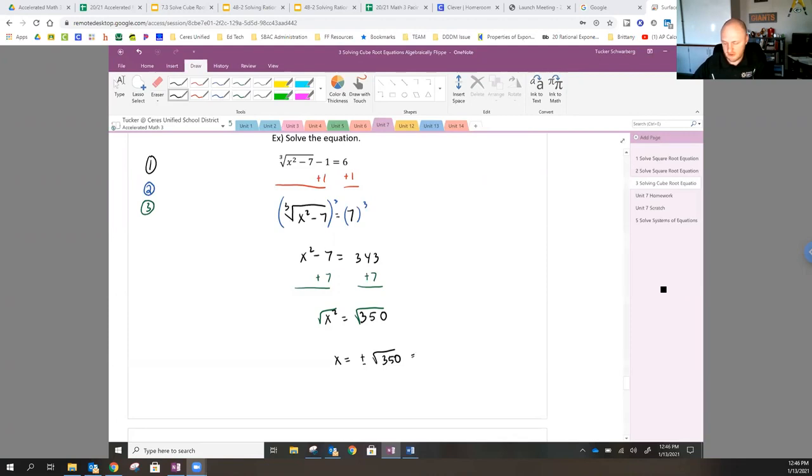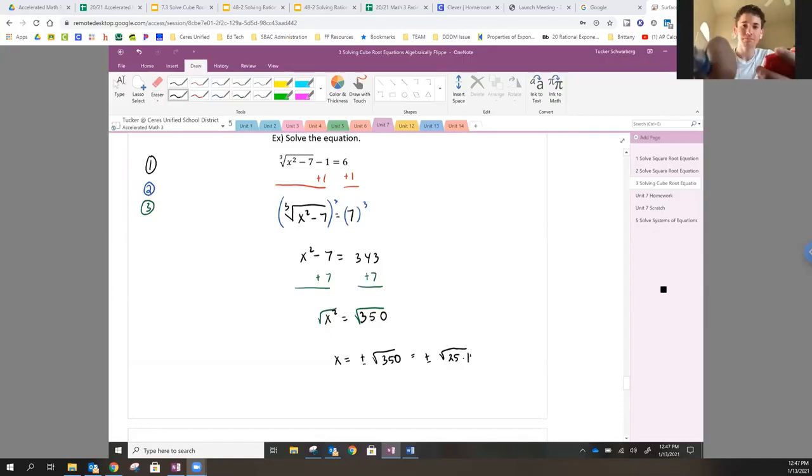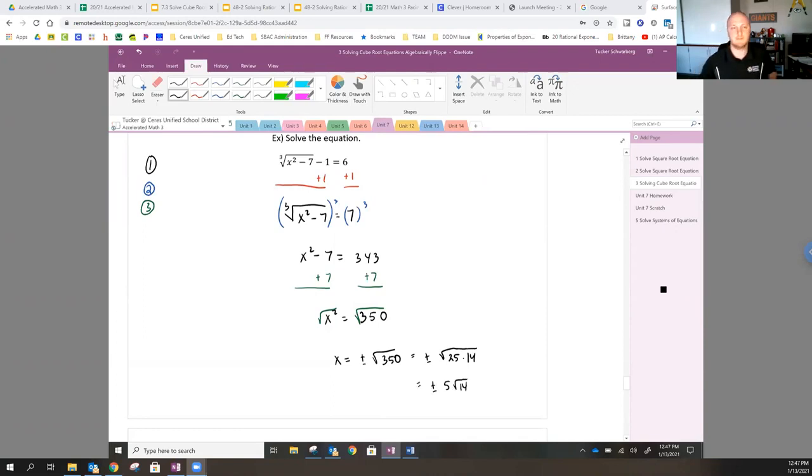If you want to go ahead and simplify, you actually can break down 350. 350, that's 25. Like the 50s, the 25, 50, 75, all of those are divisible by 25. And I know 25 is a perfect square. So that's 25 times 14. Winner, winner. So then this gives us plus or minus 5 root 14. Perfect. Okay, so 2 possible answers.